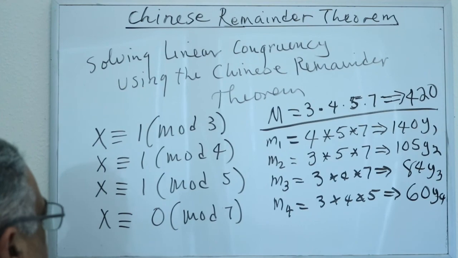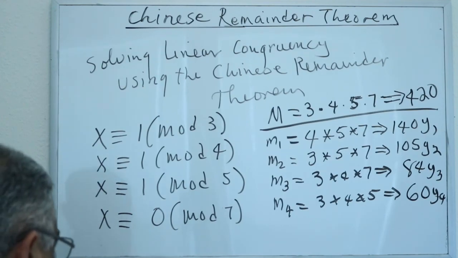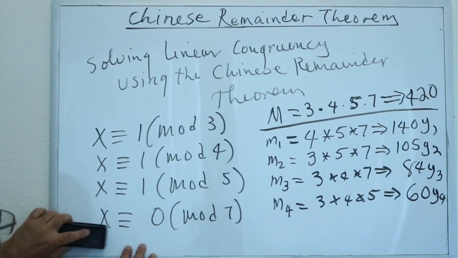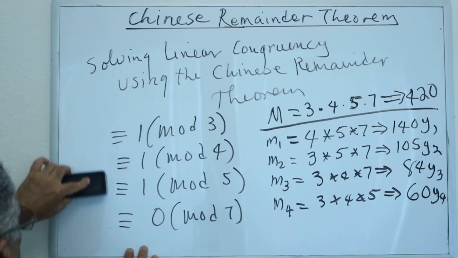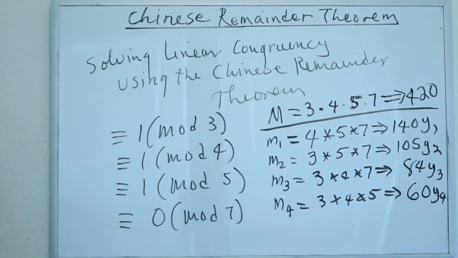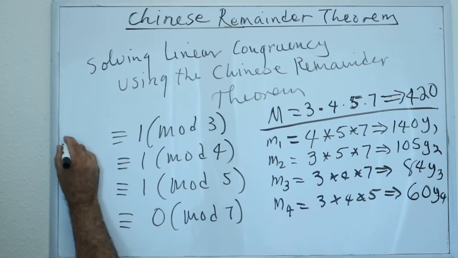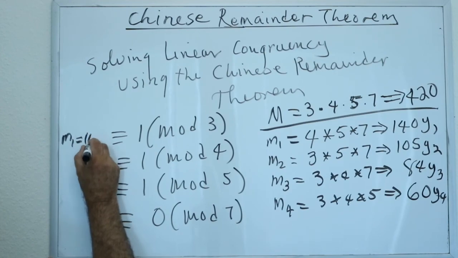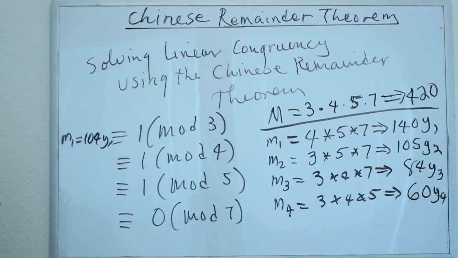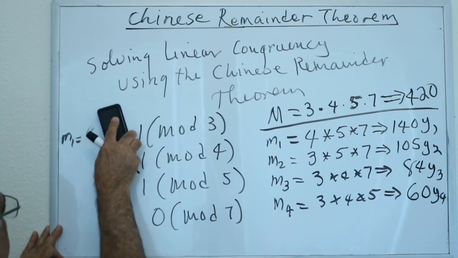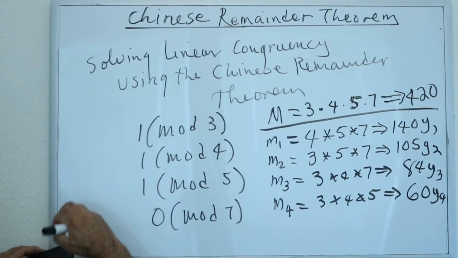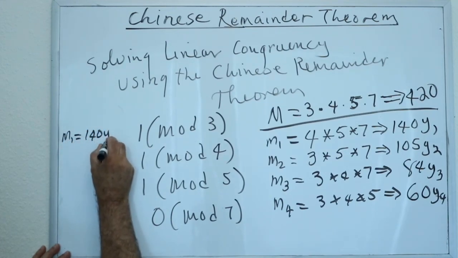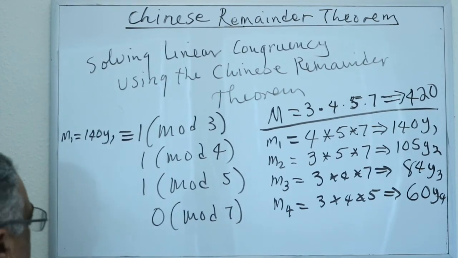Now, coming back to this, this is where I got my numbers. Instead of x here, I'm not going to erase anything, I'm just going to leave x. Look what happens. Instead of x, I'm going to plug in m1. So this is m1, and m1, in this case, is 140 y1. See, that's congruency.